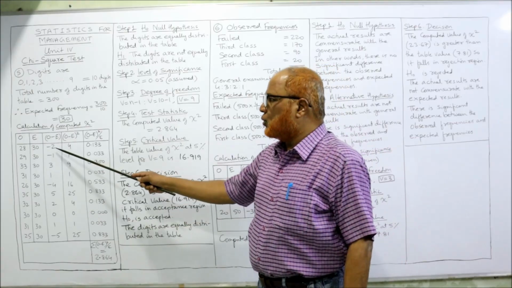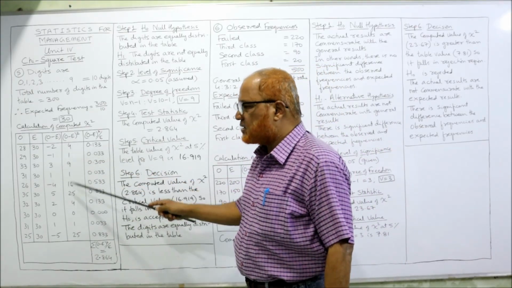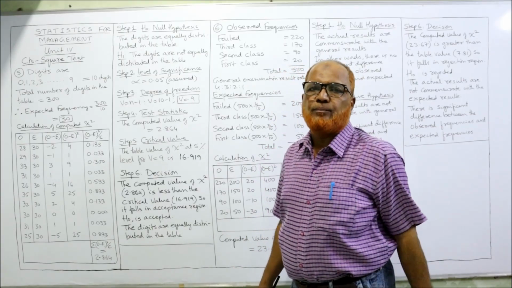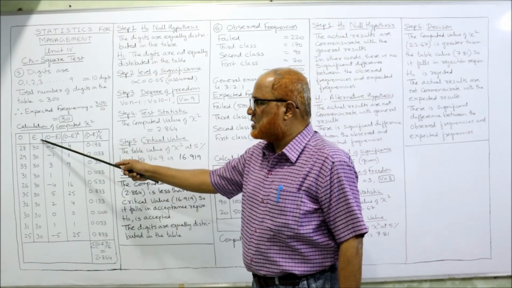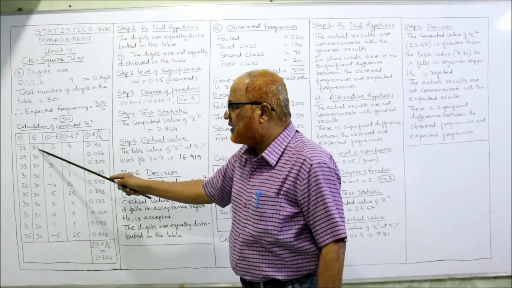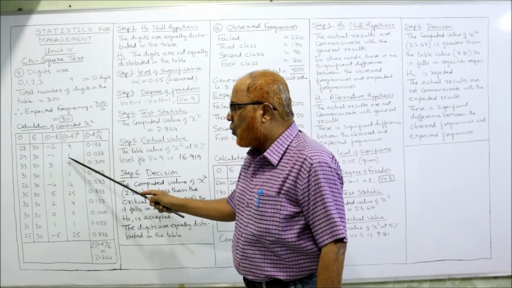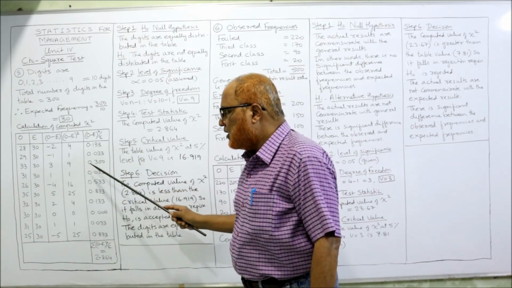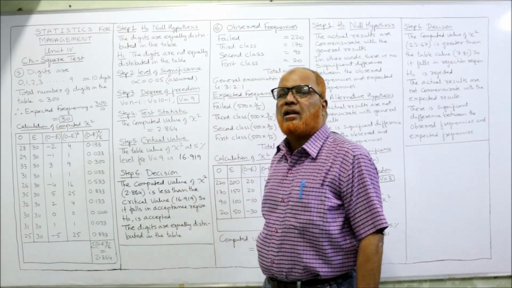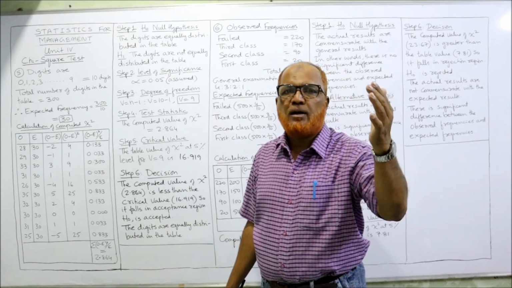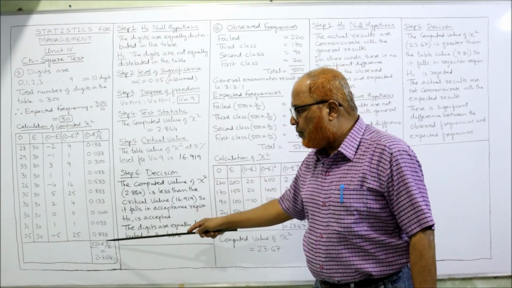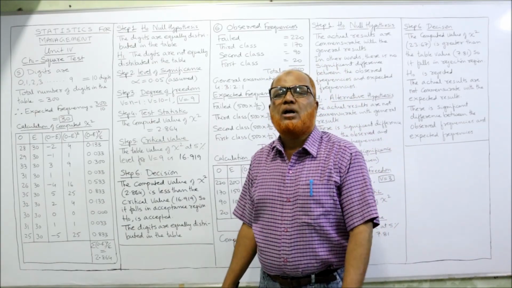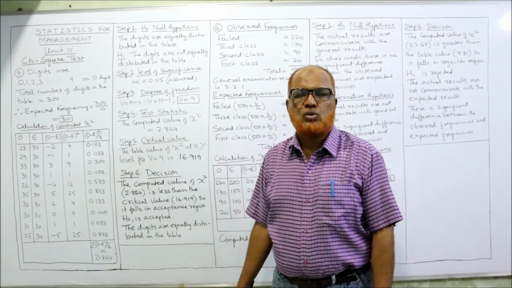Square this O minus E: 2 twos are 4, 1 one is 1, 3 threes are 9, like that. After squaring, O minus E whole square divided by E, where E stands for expected frequency. So 4 divided by 30 gives 0.133, 1 divided by 30 gives 0.033, 9 divided by 30 gives 0.3. Like this we have calculated O minus E whole square divided by E. The total of O minus E whole square by E is 2.864. This 2.864 is called the computed value of chi-square.